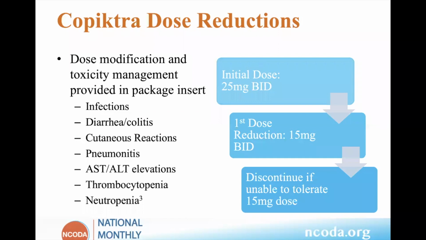So dose modification and toxicity management strategies are provided in the package insert. As a general rule of thumb, if a patient experiences a grade 3 reaction or higher, you would want to hold the dose. And if it's a grade 3 reaction, you can restart the dose at 15 milligrams twice a day. If the patient is unable to tolerate this 15 milligram dose, then the patient would need to discontinue. Or if the patient experienced a confirmed case of PJP, the medication would also need to be discontinued as well.